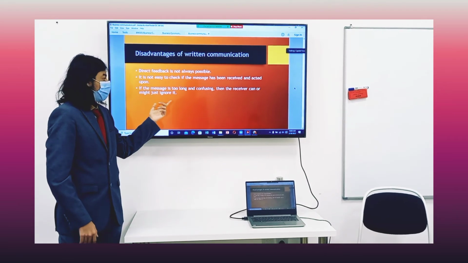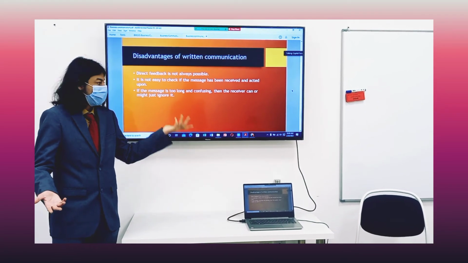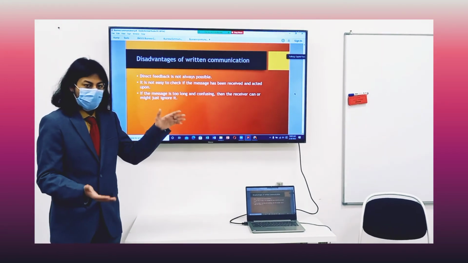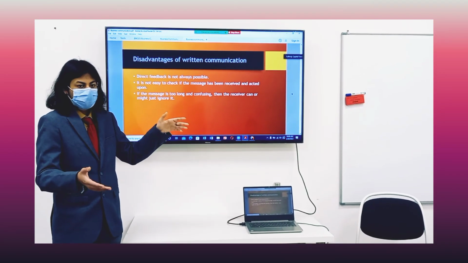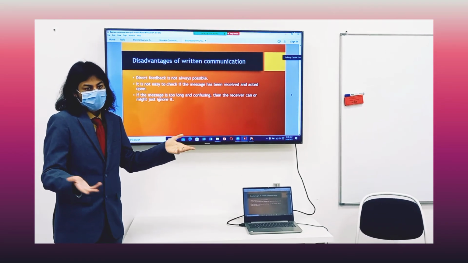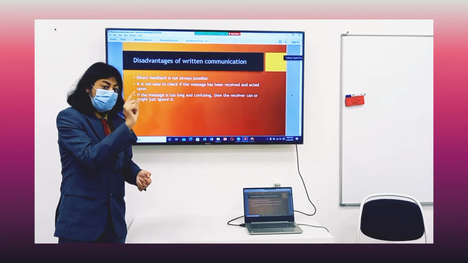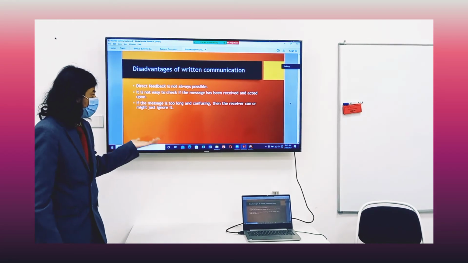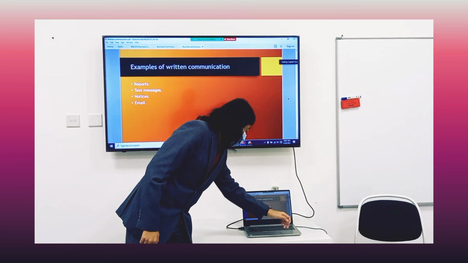If the message is too long and confusing, the reader might just ignore it or get confused by it. This basically means if it's a long paragraph of rules and regulations and regular jargon, like laws, you just skim through it. You won't read every single word. You'll read every two or three words. So that is what I mean by this concept of written communication.